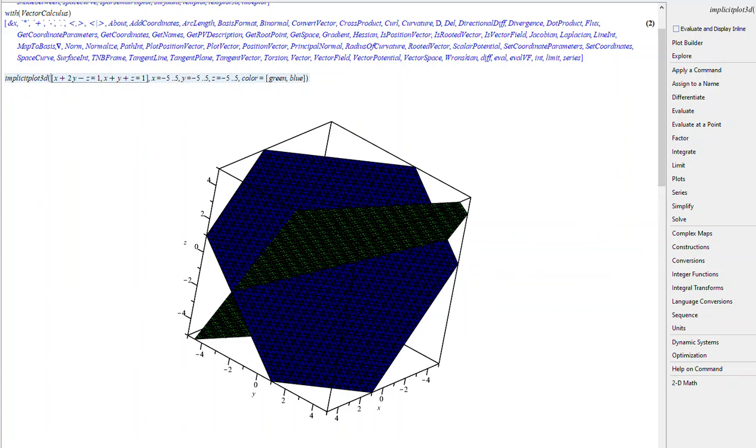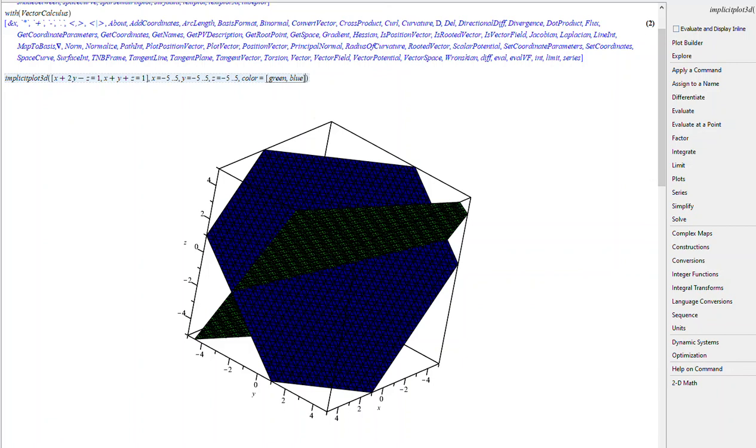So you'll see right there, I've got not just an implicit plot, but a 3-dimensional implicit plot. And in the square brackets, I've got the equations of the 2 planes that we were working with, right? I've set my x, y, and z to negative 5 to 5, and I've chosen colors for my 2 planes, green and blue, and they are graphed right there.